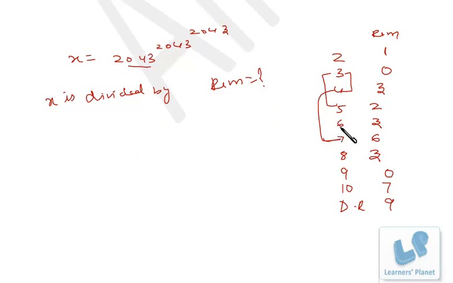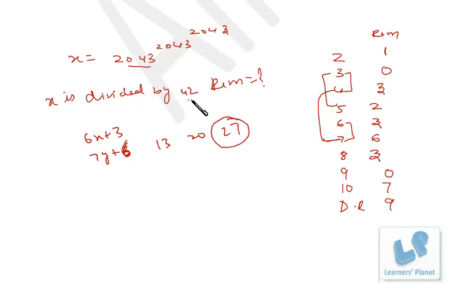Lastly, we see 42, so that's 6 into 7. So the number is in 6x plus 3 and 7y plus 6 format, right? So 7y plus 6, if I put y as 1, it's 13, y is 2, 7 2s are 14 plus 6, 20, y is 3, then 7 3s are 21 plus 6, 27. So 27 is the number that is in 6x plus 3 format also. So 27 will be the remainder if this expression is divided by 42.